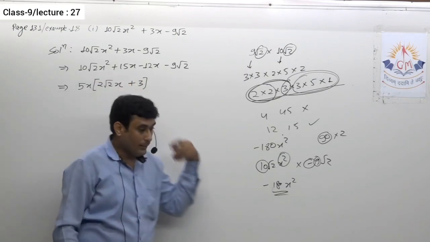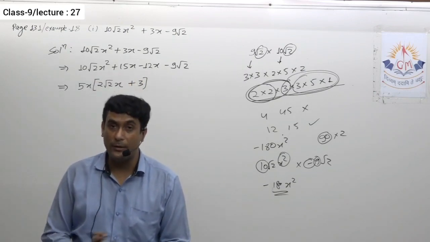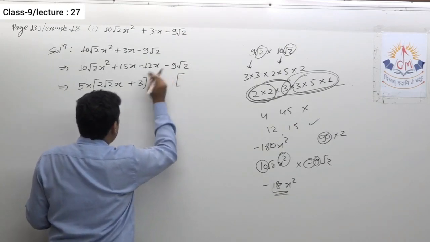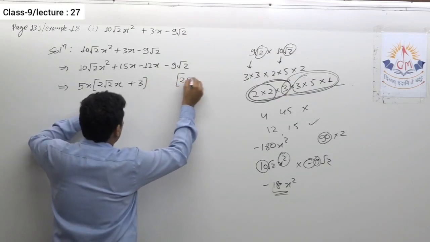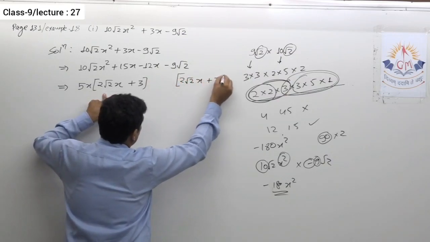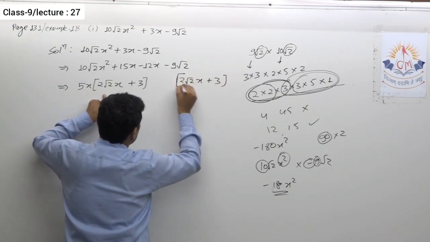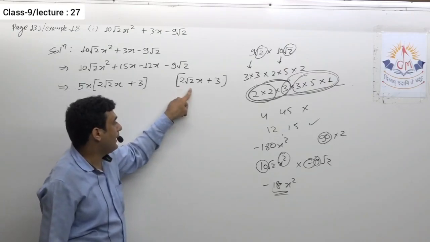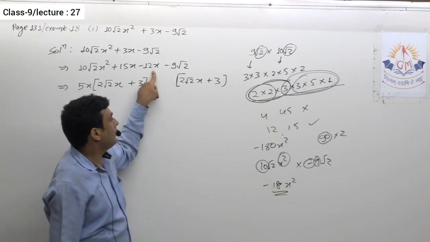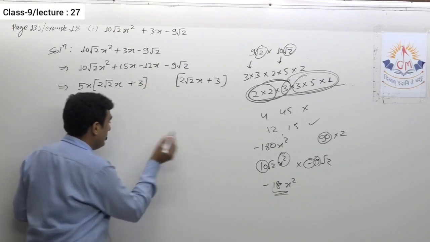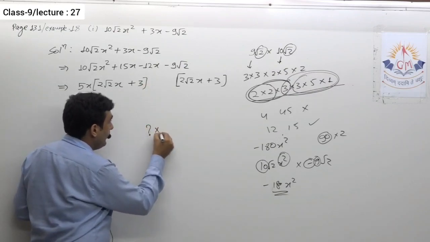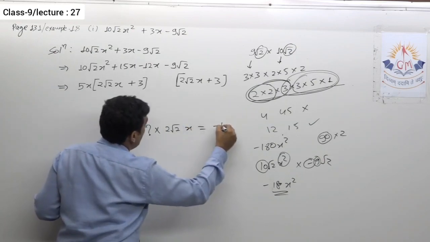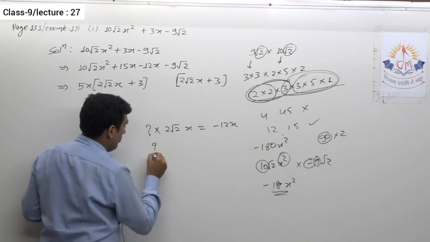Now from the remaining two it is a little bit more difficult to take common, and for that I gave you a small, easier way. Before taking common, do write whatever you obtained in your first bracket, isn't it? When I write this, it will make my work a little bit easier. Now I have to think, what should I multiply in 2 root 2x to get minus 12x. Okay, what should we multiply in 2 root 2x to get minus 12x?